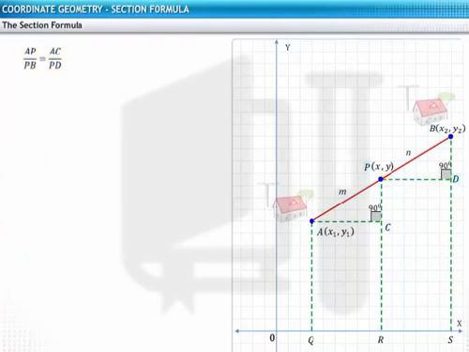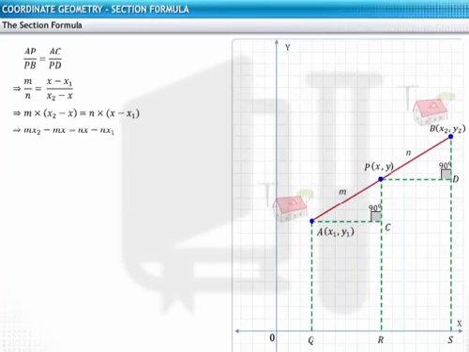Substituting the values of AP, PB, AC and PD in the ratio of the corresponding sides, you get m divided by n is equal to x minus x1 divided by x2 minus x. Rearranging the expression, you get x multiplied by m plus n is equal to mx2 plus nx1. Simplifying the expression, you get x is equal to mx2 plus nx1 divided by m plus n.